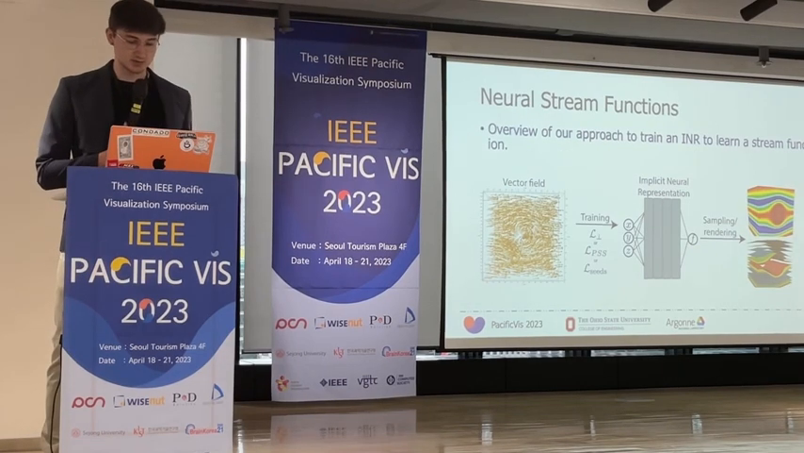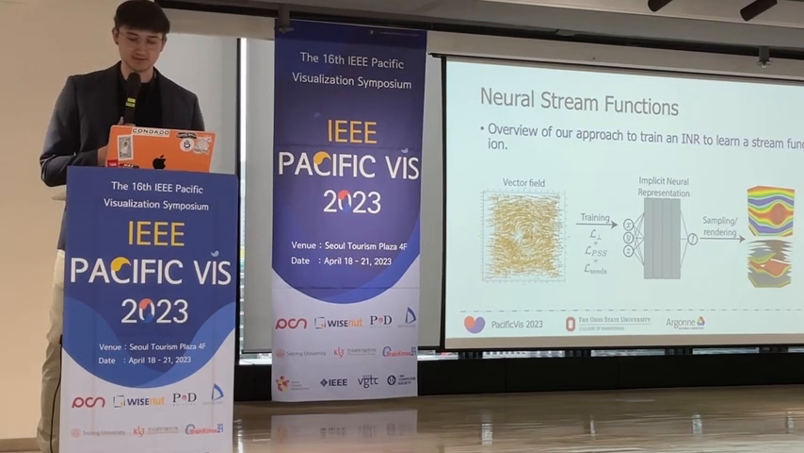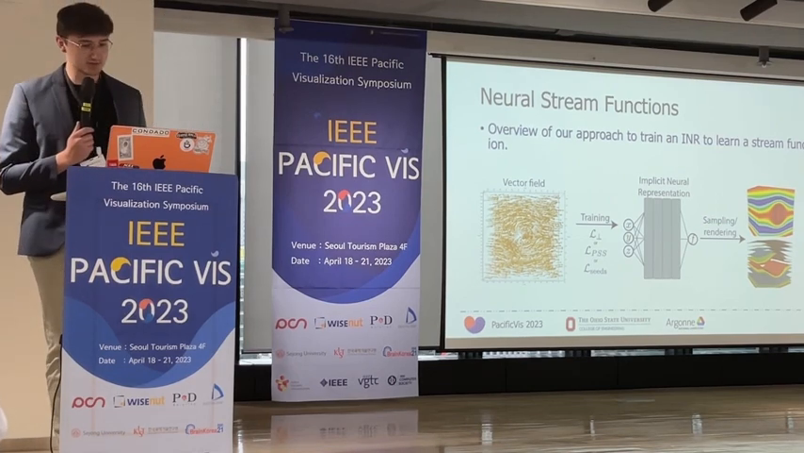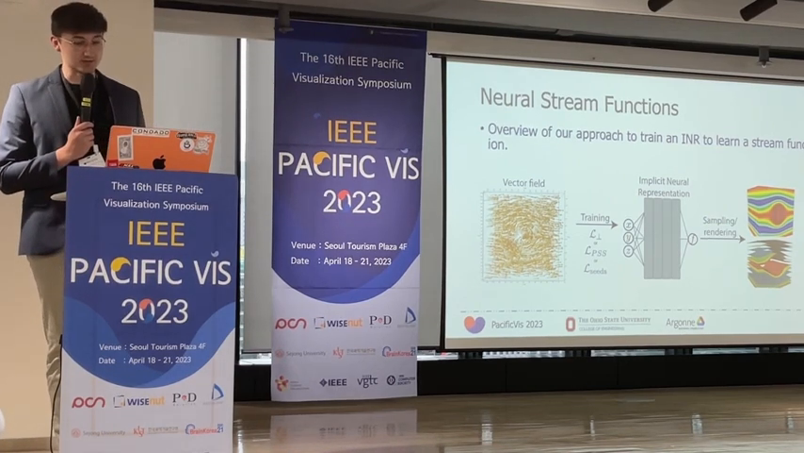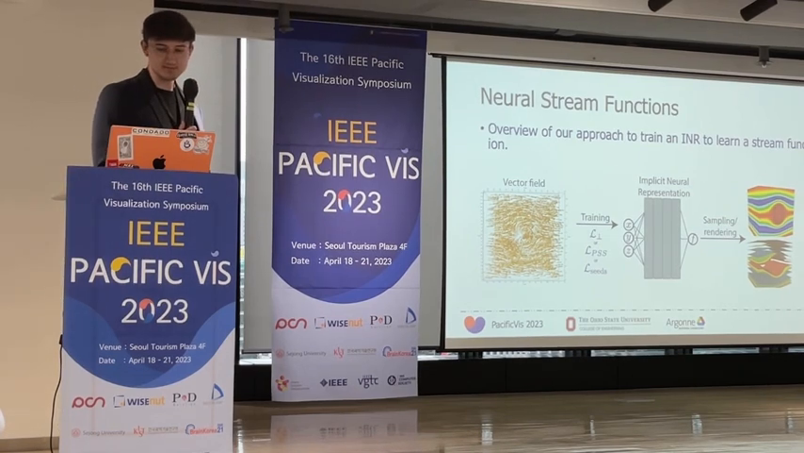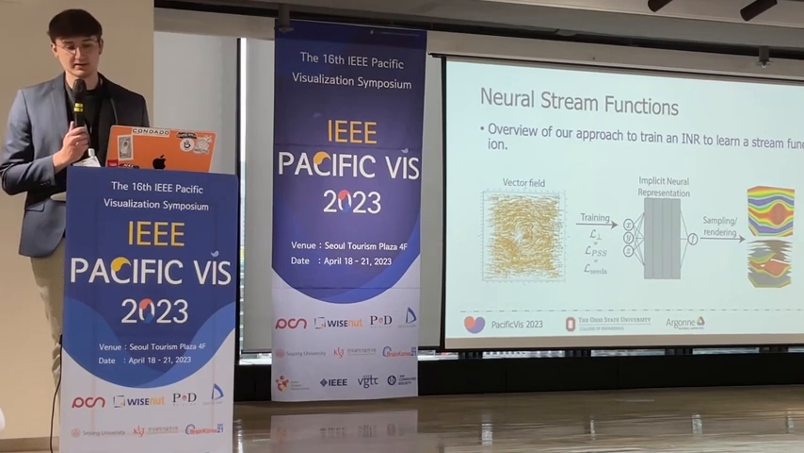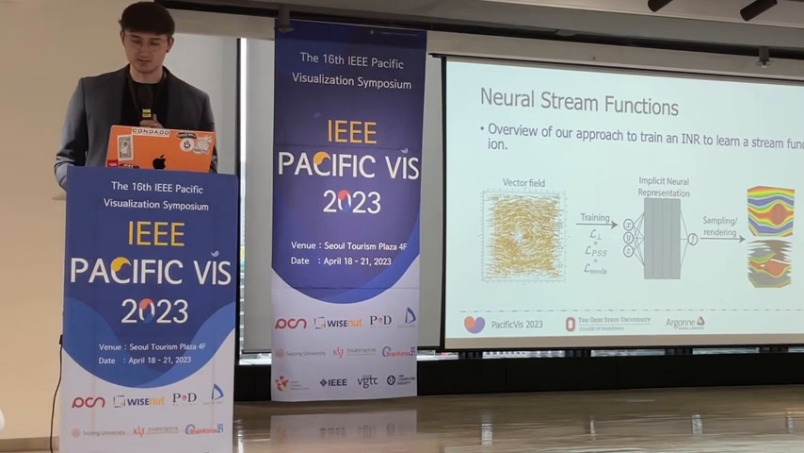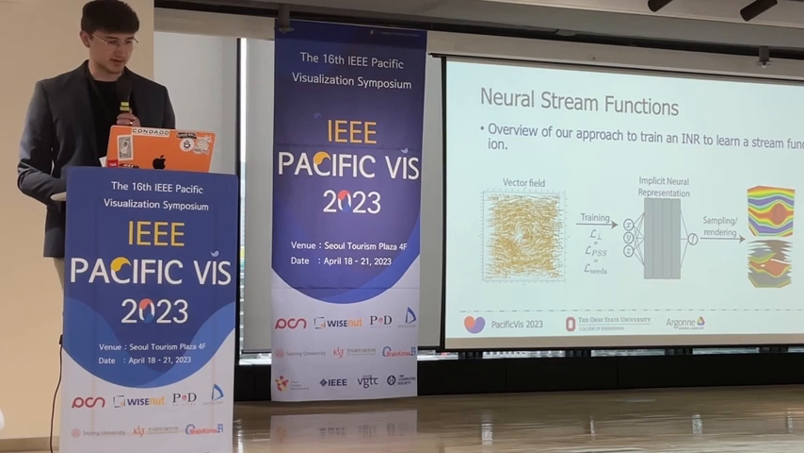So this gives rise to our proposed pipeline. A vector field is applied to the training routine, which is used to train the network, which can finally be sampled and rendered for visualizing stream surfaces. There are a few ways we can train the network to meet the constraint that we talked about, namely a few different loss functions, which I'll discuss one at a time, starting with the orthogonality loss.